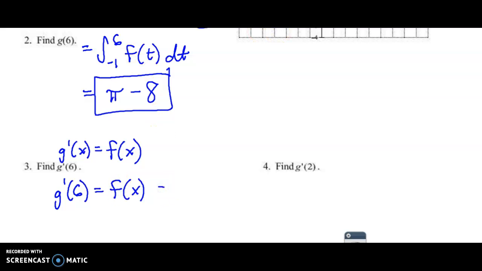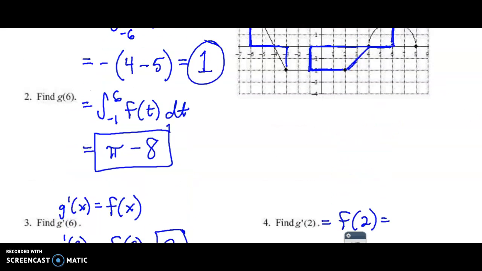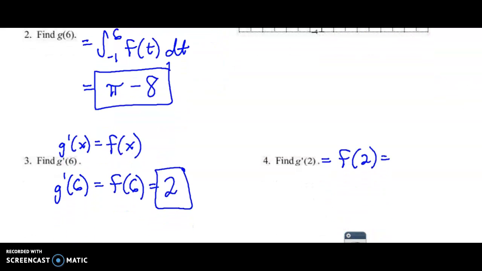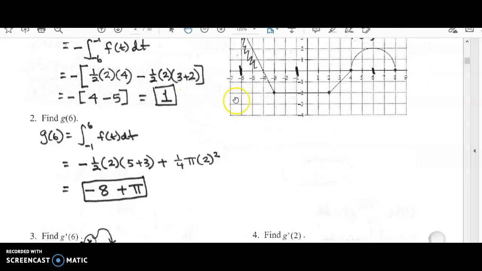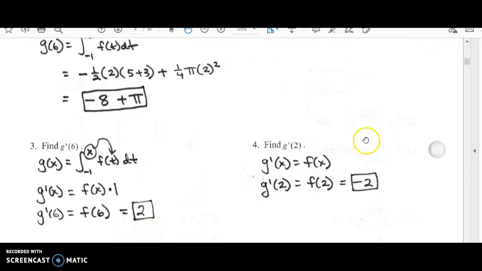Whoops, I should be writing f of 6 though. So f of 6 looks like the y-coordinate's 2 right there. And g prime of 2 is equal to f of 2. So as I go back to that curve, f of 2 looks like it's -2. And again, I'm just checking my work. If you want to hit pause along the way, copy down any of the work that he does, that's fine with me. You can see 2 and -2.